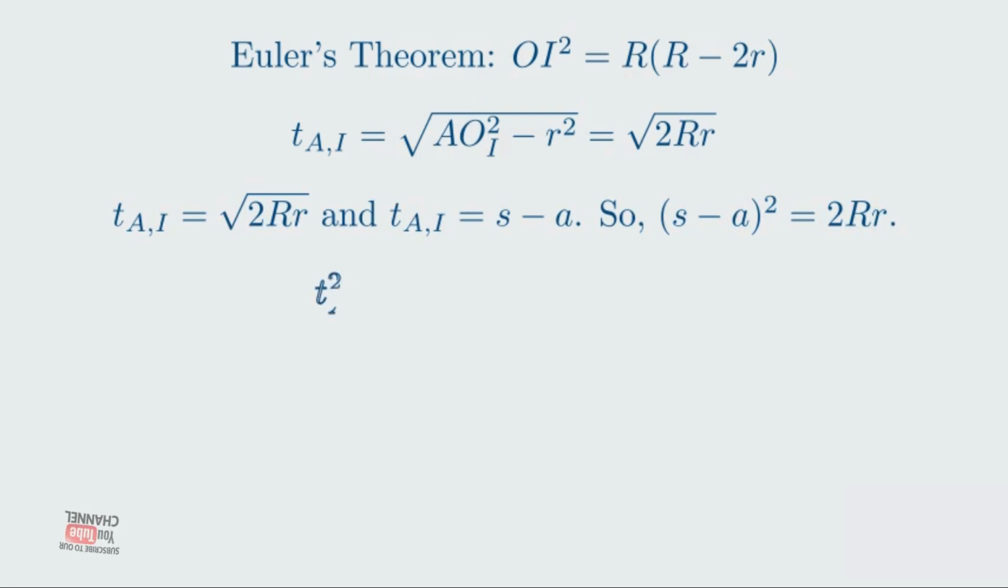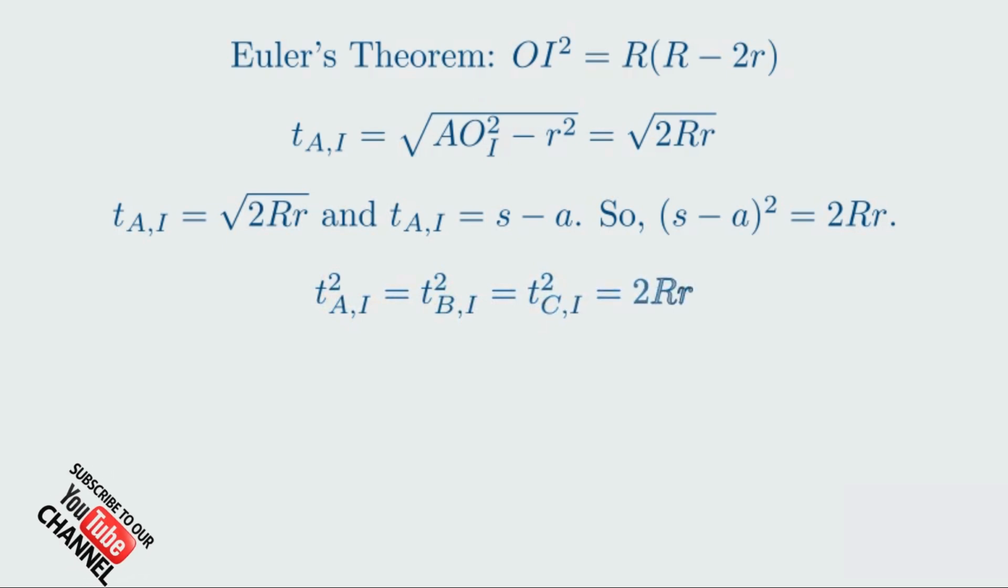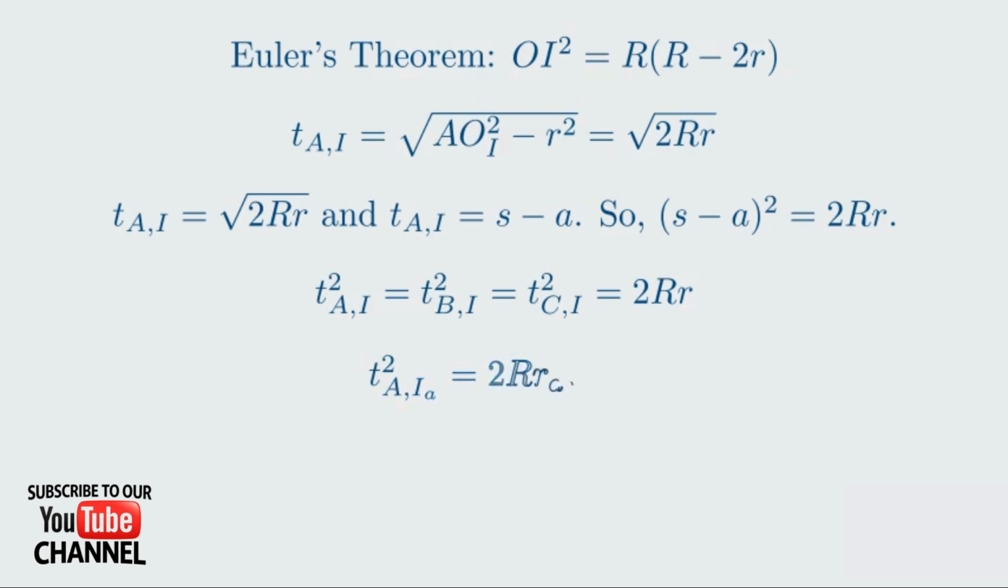After the calculations, we find that the squared tangents from the vertices to the incircle are 2Rr, 2Rr, and 2Rr. And for the x-circles, the squared tangent from vertex A to x-circle I_A is 2R r_A, and the squared tangent from vertex A to x-circle I_B is 2R r_B. We're nearing the final steps of our proof. We've simplified Casey's theorem and found the tangent lengths we need to plug in.